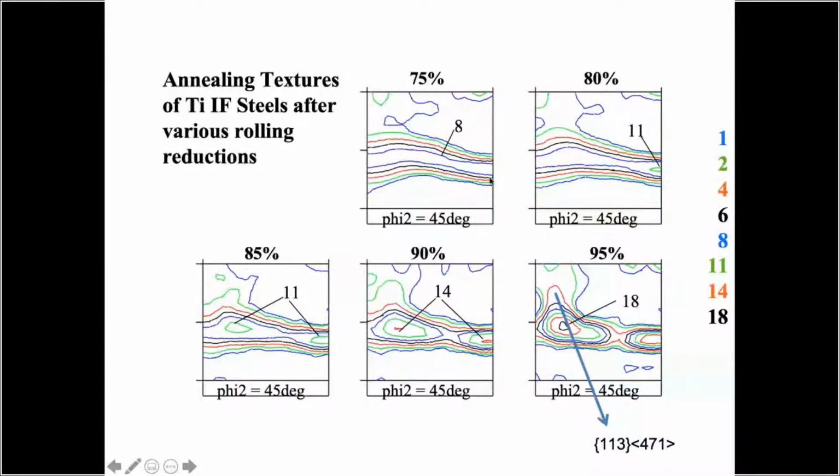There is some kind of curvature in here, and also at a higher reduction, the texture becomes stronger, but it also becomes less and less homogeneous. Here it's still more or less homogeneous on the gamma fiber, whereas here you have a strong maximum on this component, which is the 111 component. Okay.